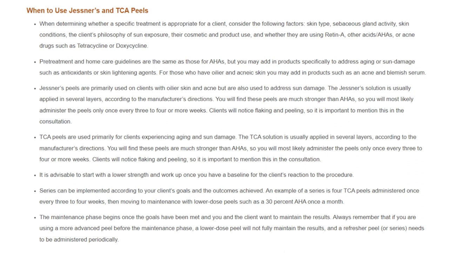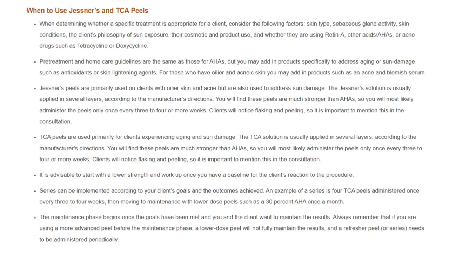Pre-treatment and home care guidelines are the same as those for AHAs, but you may add in products specifically to address aging or sun damage such as antioxidants or skin lightening agents. For those who have oilier and acneic skin, you may add in products such as an acne and blemish serum.